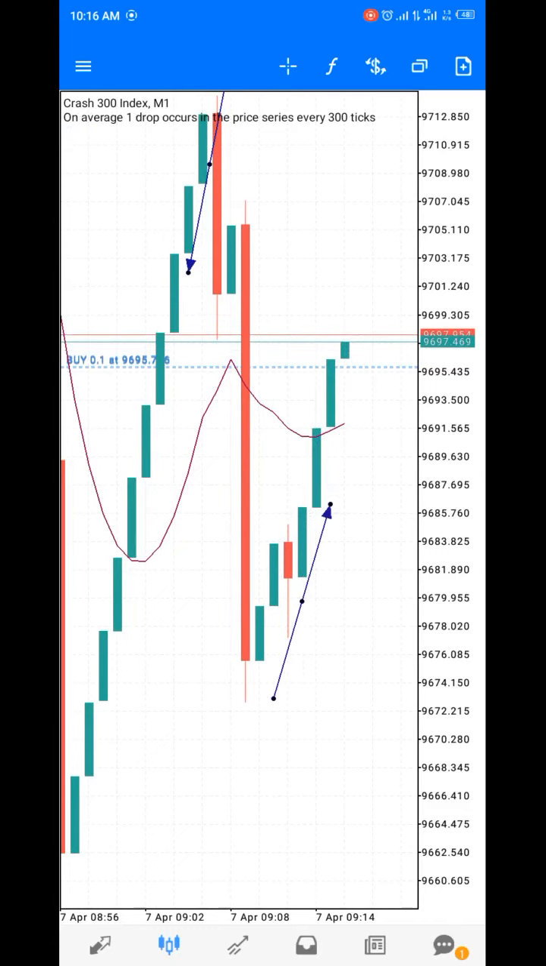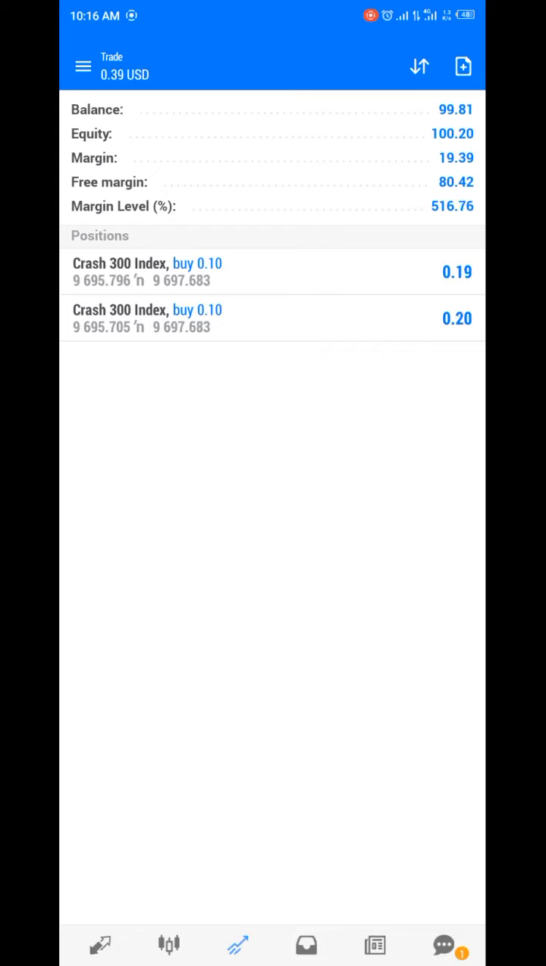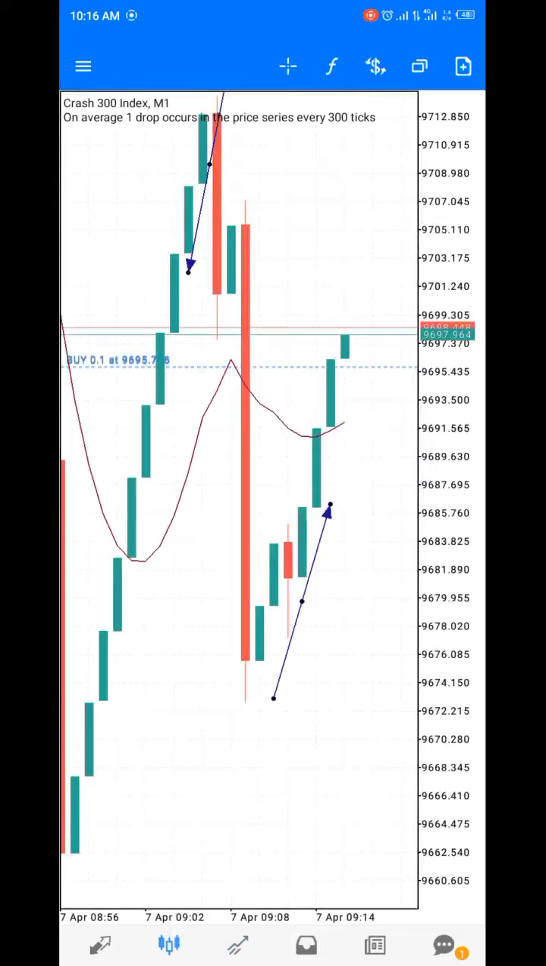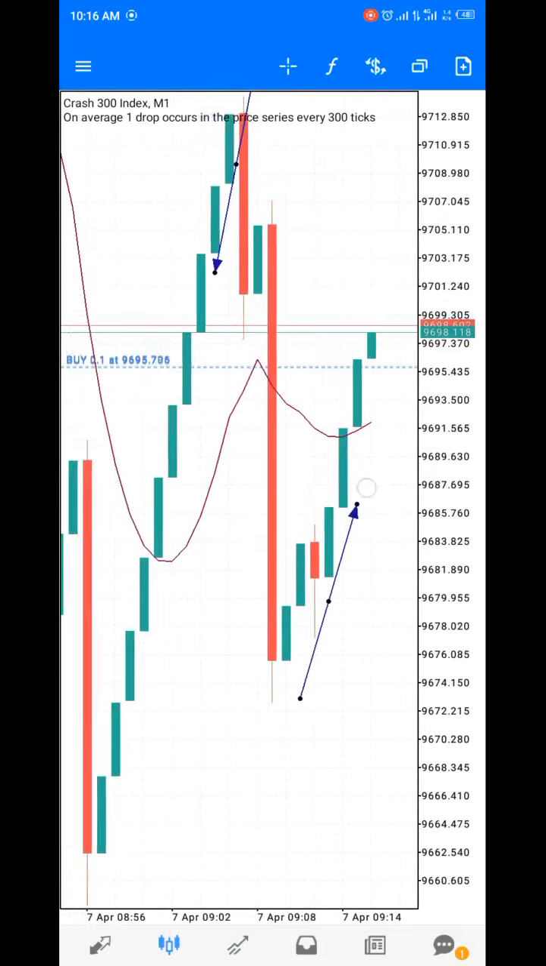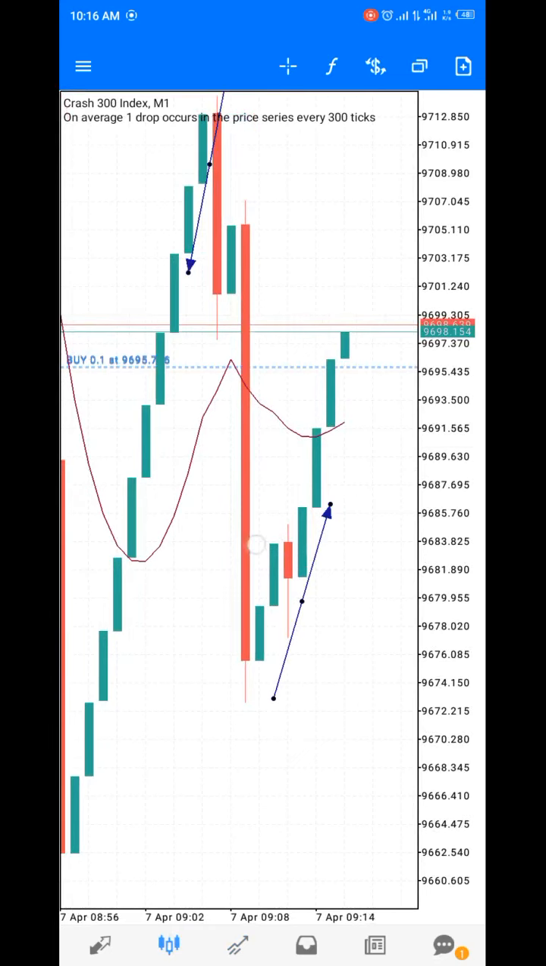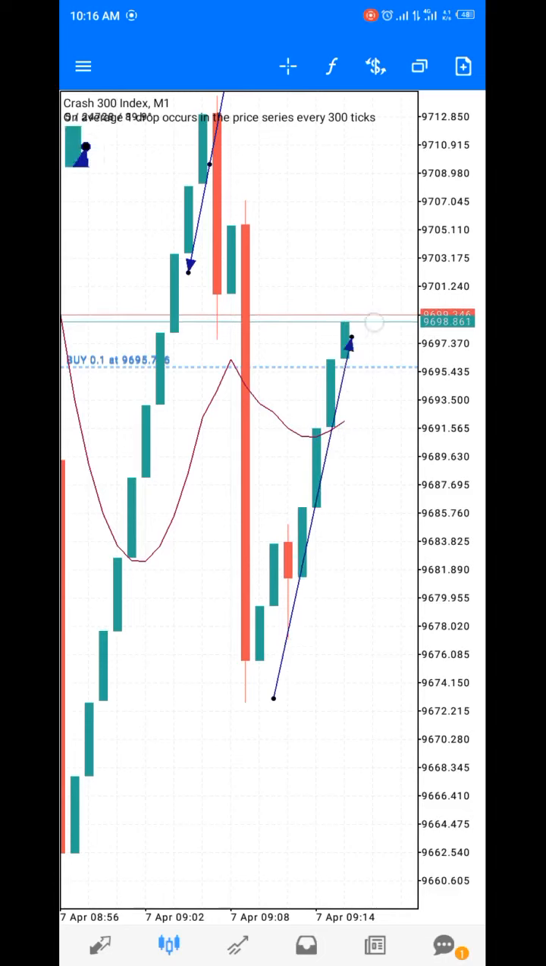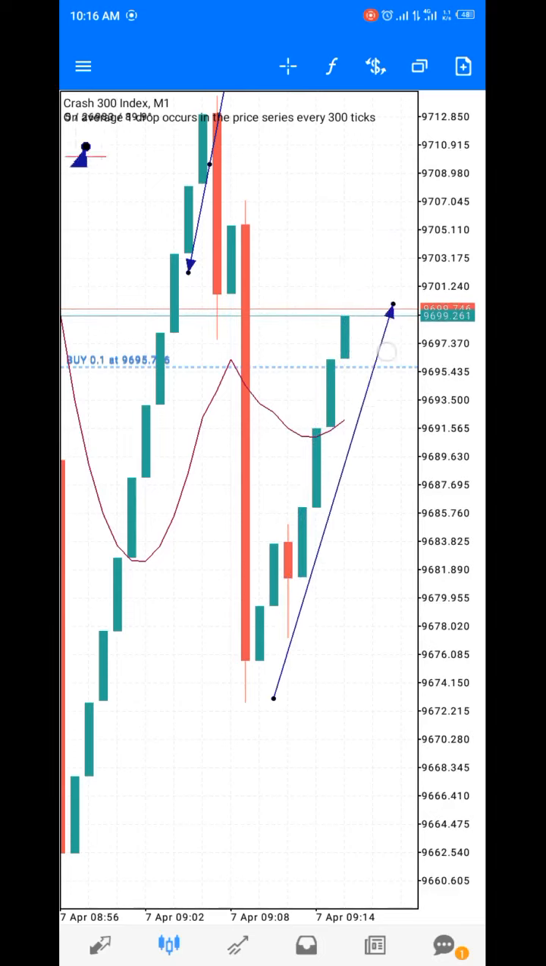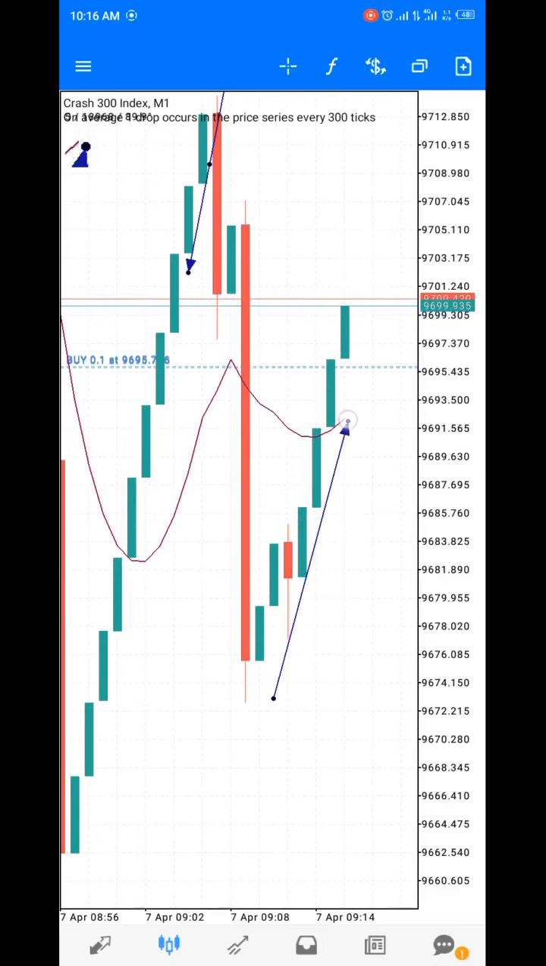Now let's just keep waiting, and we see our profit. You see, we're in profit already. 3 candlesticks. Don't forget, this candlestick will be one of the 3. This candlestick here is 1. So this one forming right now will be the 2, and then the 3rd candlestick, after that we'll be out of the market. So I'm taking another trade on Crash 300.